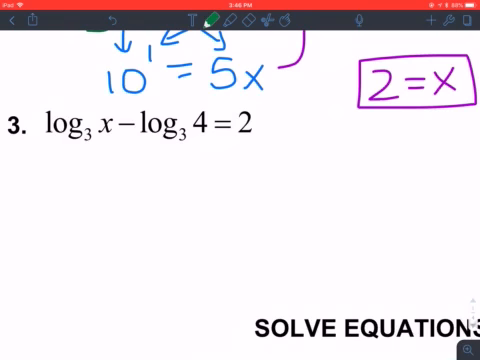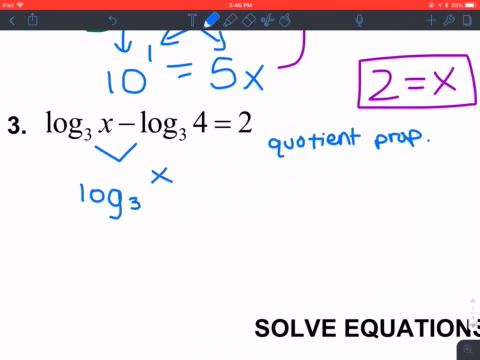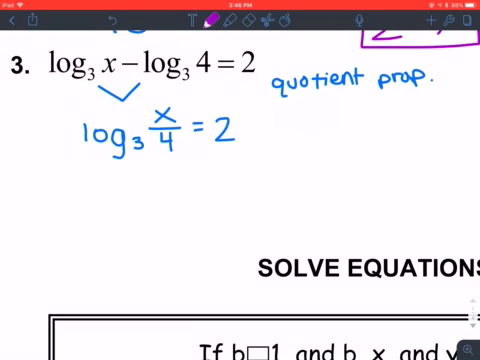Okay, for number 3, we're going to combine these using the quotient property. Since they're both base 3, I can rewrite this as a single log, base 3, of x divided by 4, and this is equal to 2. Now that I've condensed it to a single log, I can rewrite it as an exponential equation. My base is 3 raised to the power of 2 equals x over 4.